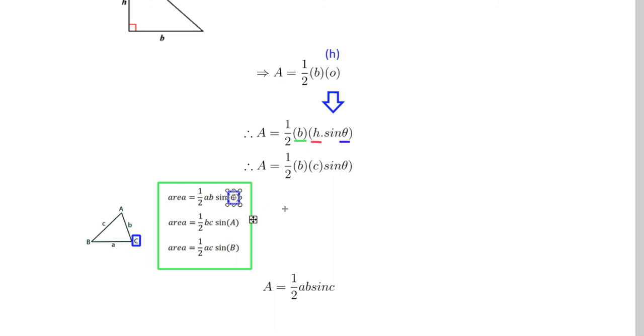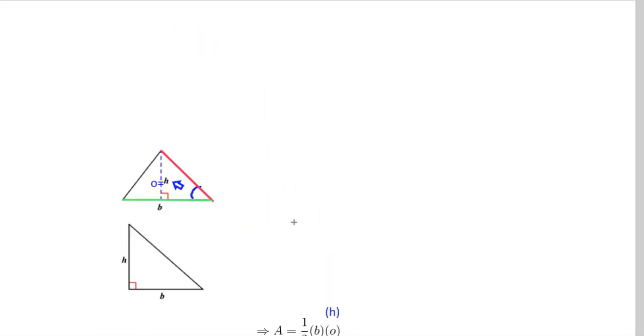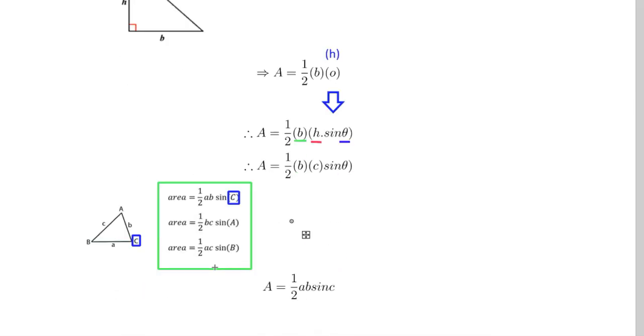Here you see angle C. So according to what we've just described, from what we said, the lines must be enclosed on that angle. That line and this line wrap round that angle. And so this is going to be the case here. I'm going to bet you that this line is B, that is enclosed on C, and then A. So it should be a half AB sine C.